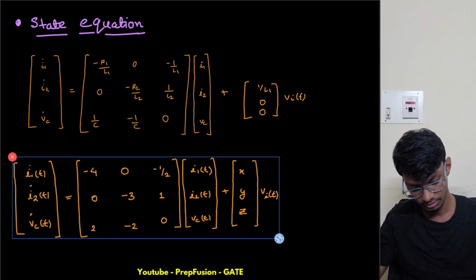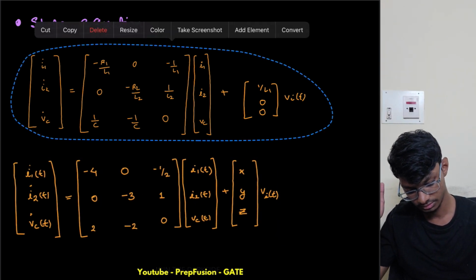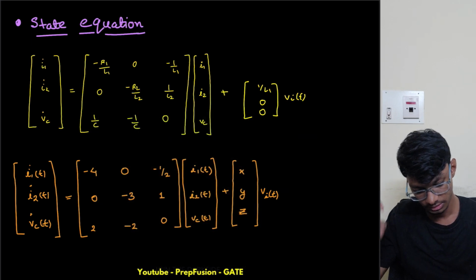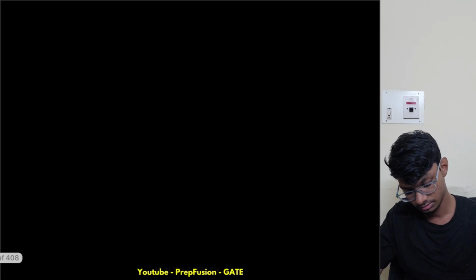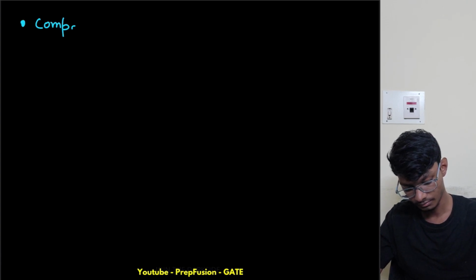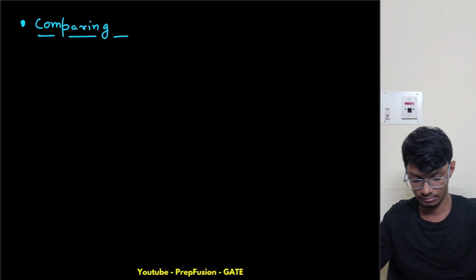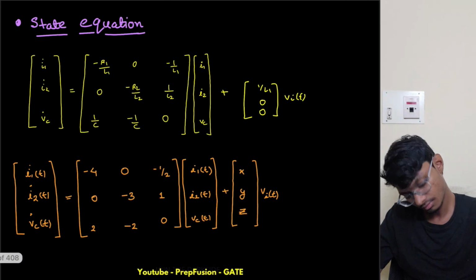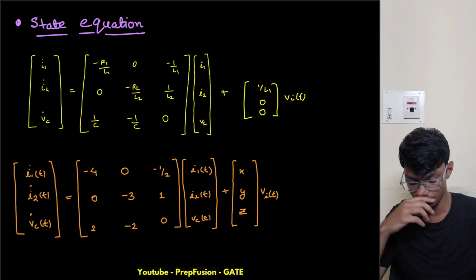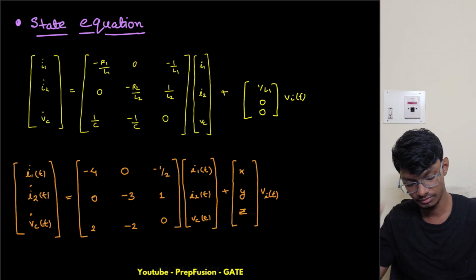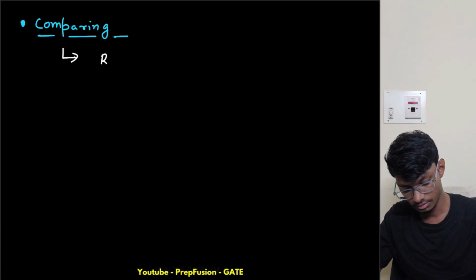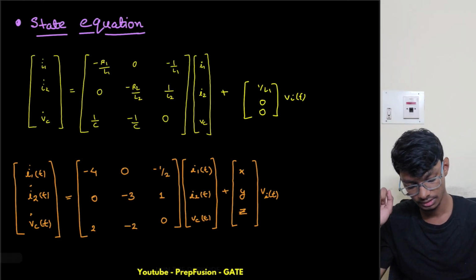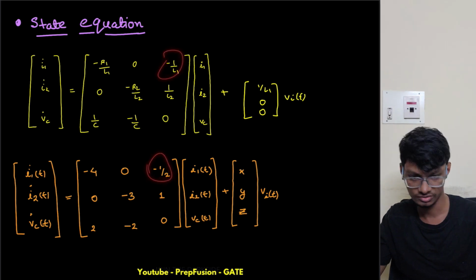Okay, so here comparing, let me color this differently actually. Then this one I will color like this one. So from comparing what I get, minus R1 by L1 equals minus 4. So R1 by L1 equals 4 itself, one relation I get. And 1 by L1 equals 1, minus 1 by L1 equals minus 1 by 2.